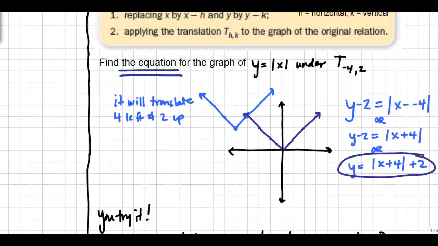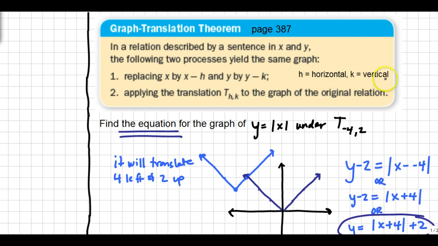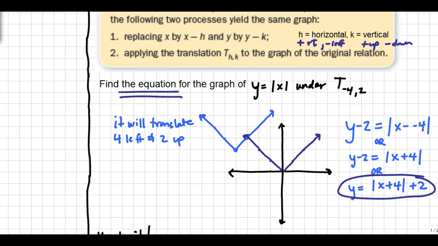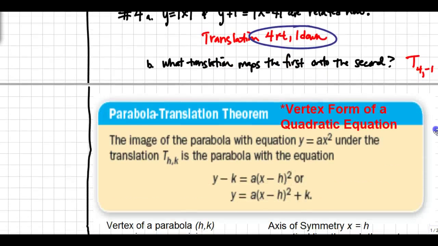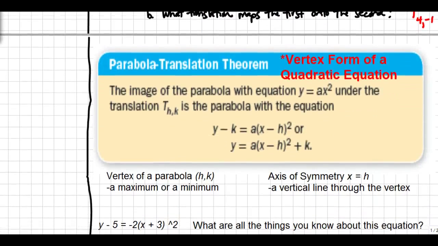I guess one thing we could do before we move on is just talk about these horizontal versus vertical. If you have a positive number, that'll move to the right. Negative number will move left, and then similarly for vertical, positive number will move up, negative number will move down. So just keep that in mind when you're talking about which way it's going to move. So let's apply this now to quadratics.